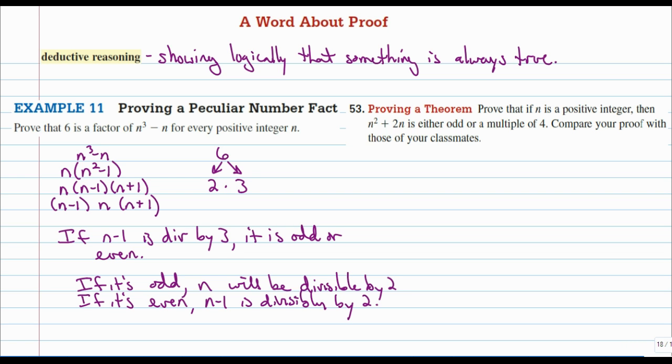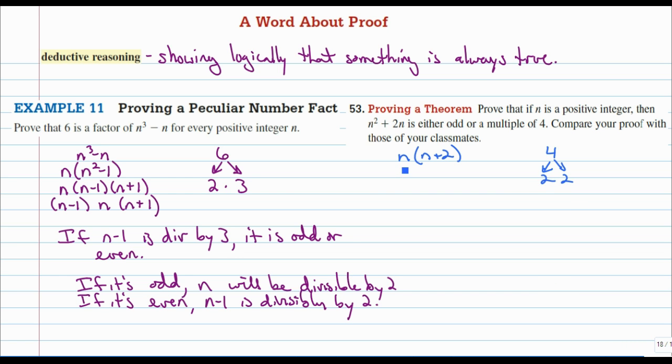Now number 53 goes along with this proving concept in somewhat of the same manner. Prove that if n is a positive integer then n squared plus 2n is either odd or a multiple of 4. I'm going to look at this the same way. I'm going to take n and factor that out, so I have n plus 2 on the inside. I'm also going to look at what 4 is made up of, which is 2 twos.